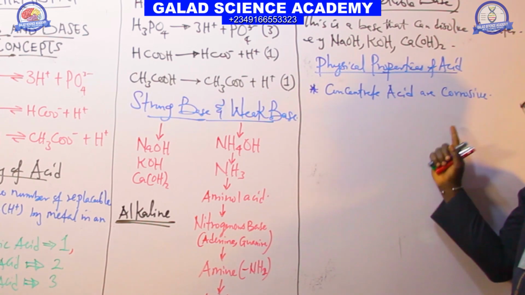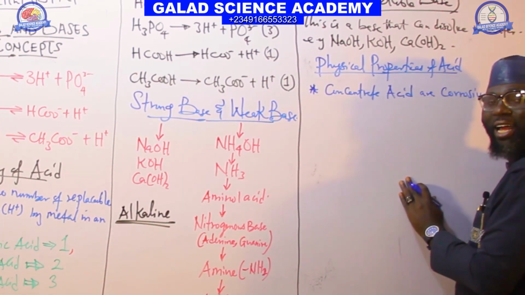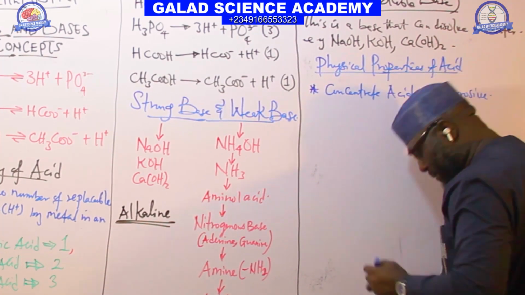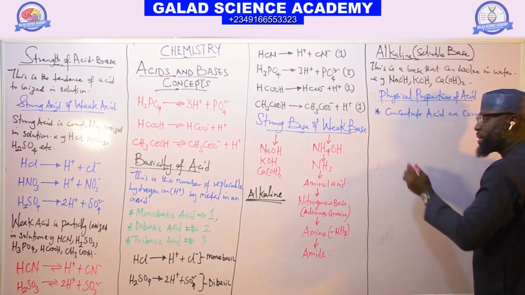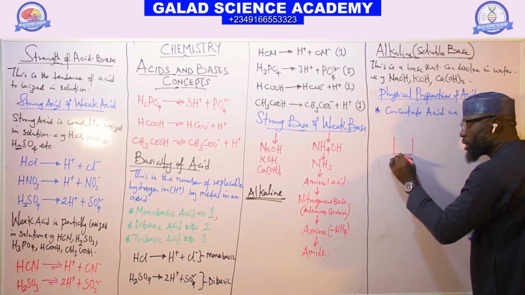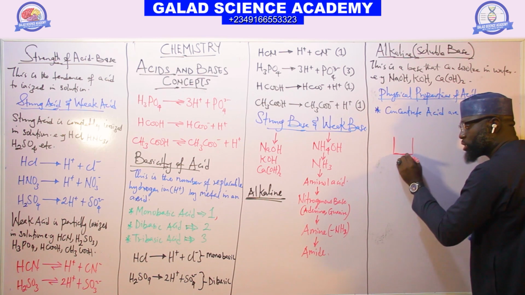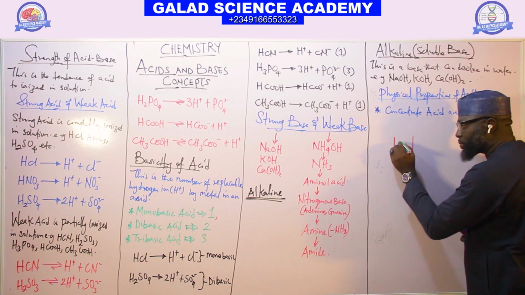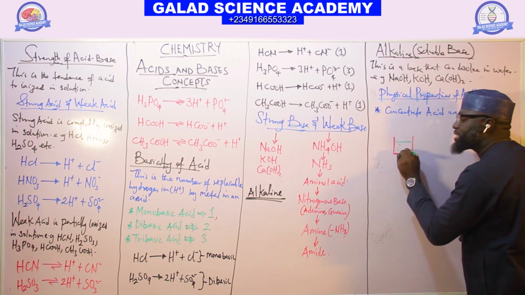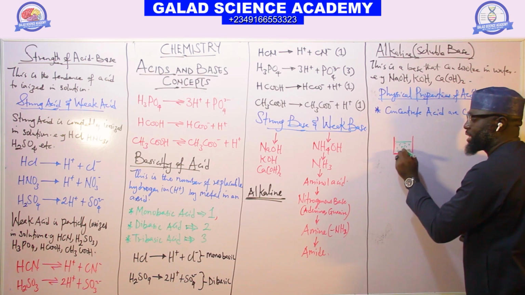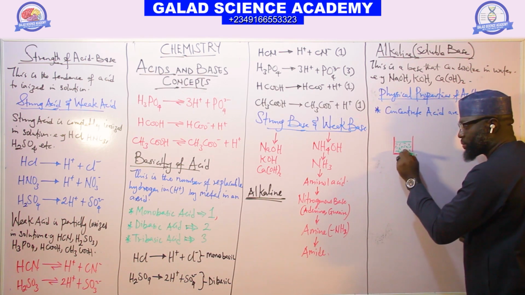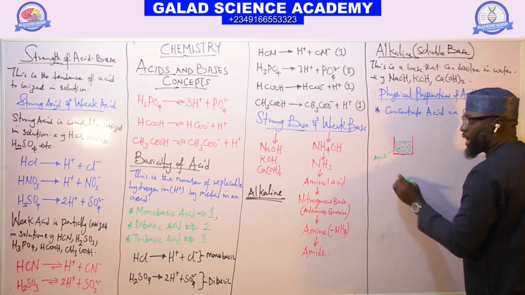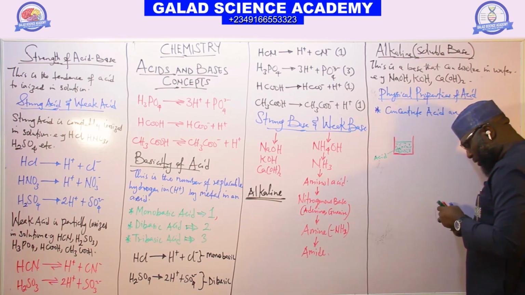Corrosive tells us what? Never add water into acid. Assume this is a beaker. We have a beaker of acid. So this is a beaker, and inside this beaker we have acid inside. Assume this is the acid we have inside the beaker.